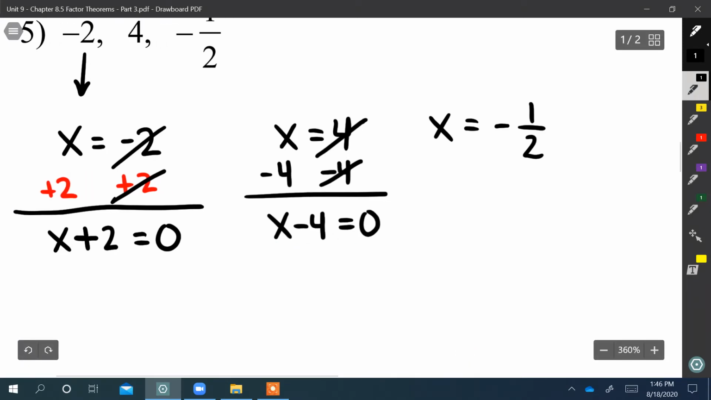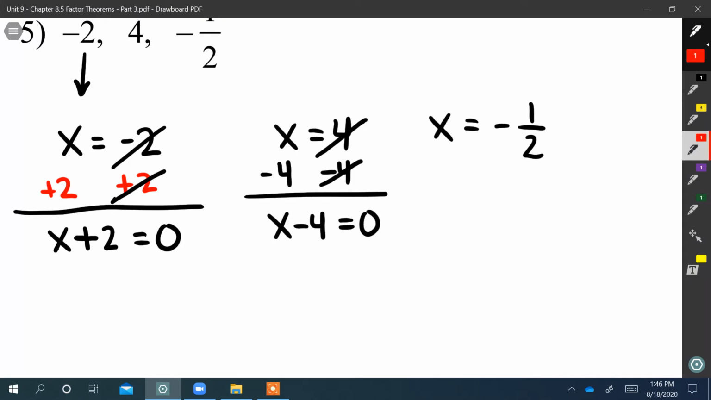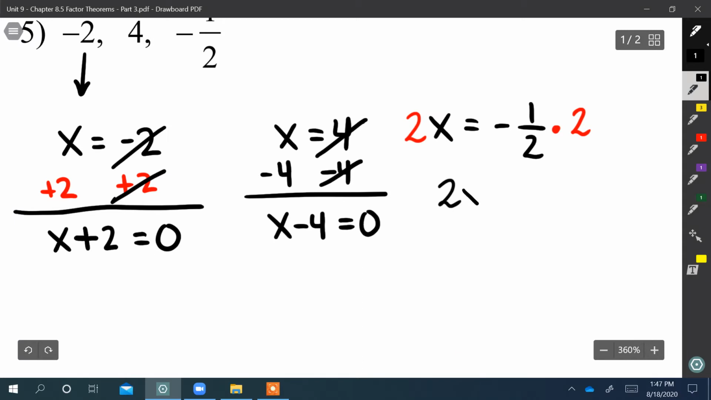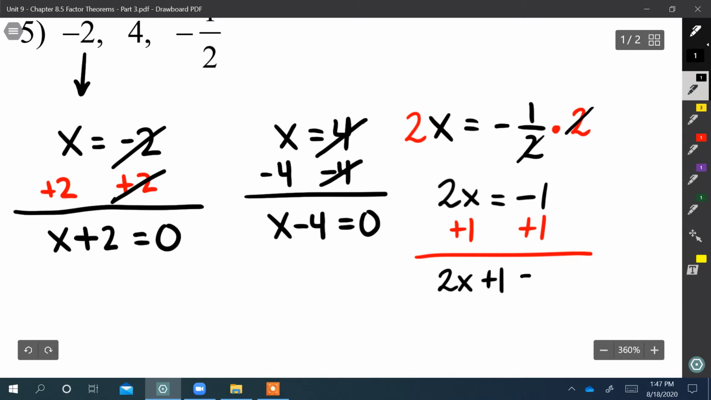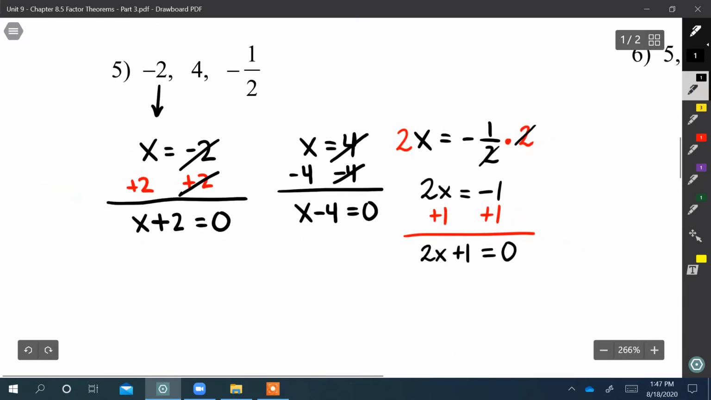Now on the next one, we have to do a little bit more work, and we have to be a little bit extra careful because we're dealing with a fraction. Here's what you have to do when you're dealing with a fraction. First of all, to get rid of the fraction, we're going to multiply both sides by 2, so you're going to get 2x is equal to, well, this and this cancel, and you get negative 1. Now I'm going to add 1 on both sides. So now we get 2x plus 1 is equal to 0.